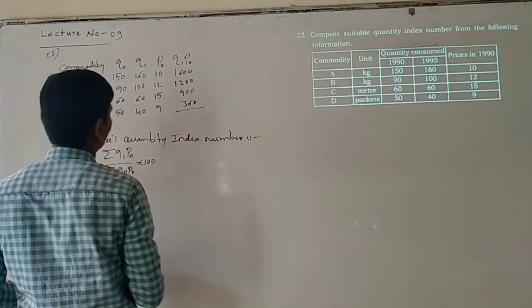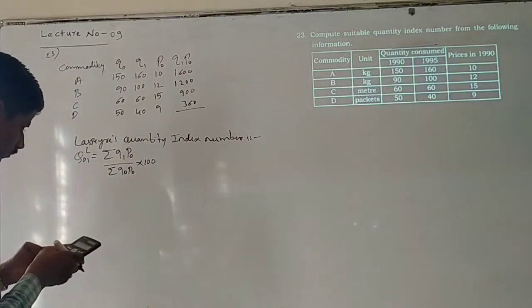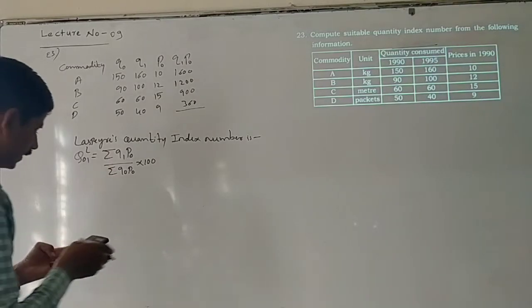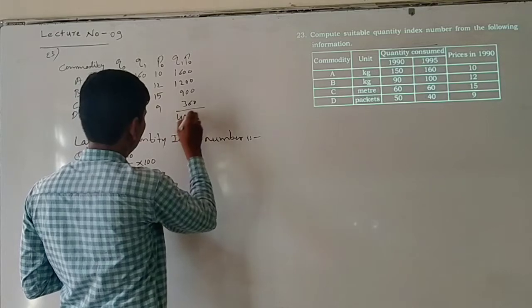And we want sum of Q1 P naught. 900 plus 1200 plus 1600 plus 360, then you get 4060.